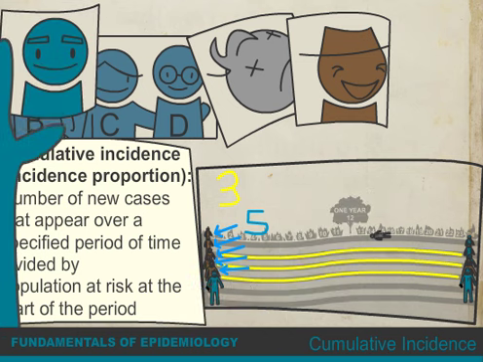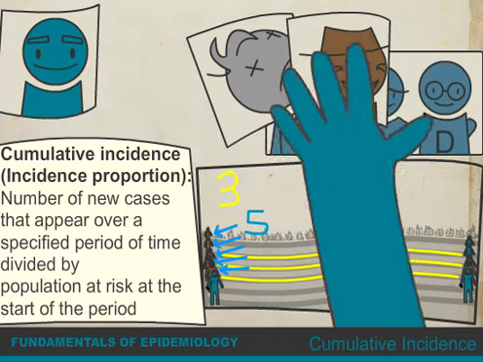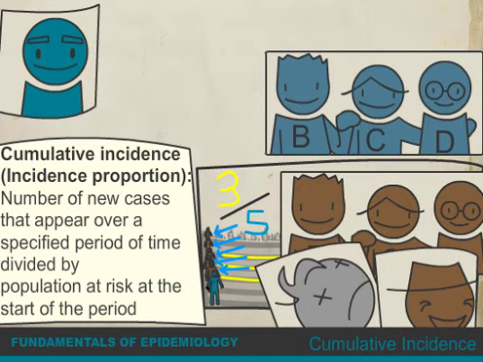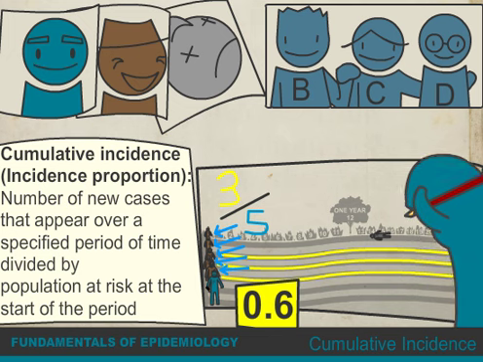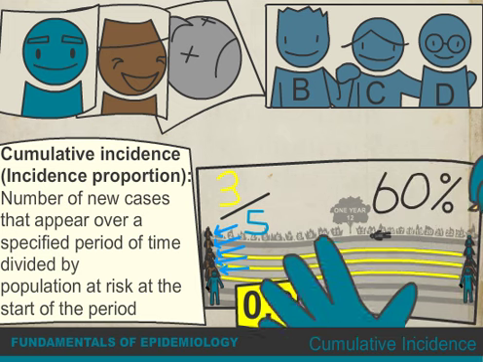So our cumulative incidence over the 2-year period was 3 divided by 5, or 0.6. This is expressed as a percentage over a period of time. In this example, the cumulative incidence was 60% over 2 years.